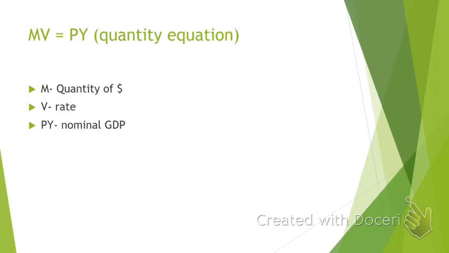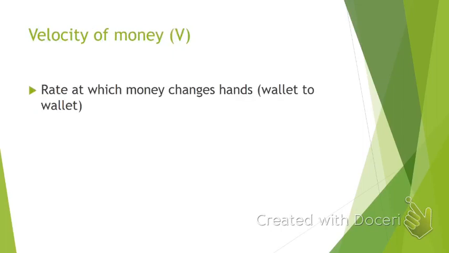It's MV equals PY. M is the quantity of money. V is the velocity of money, and PY is price times output, which we know is nominal GDP.